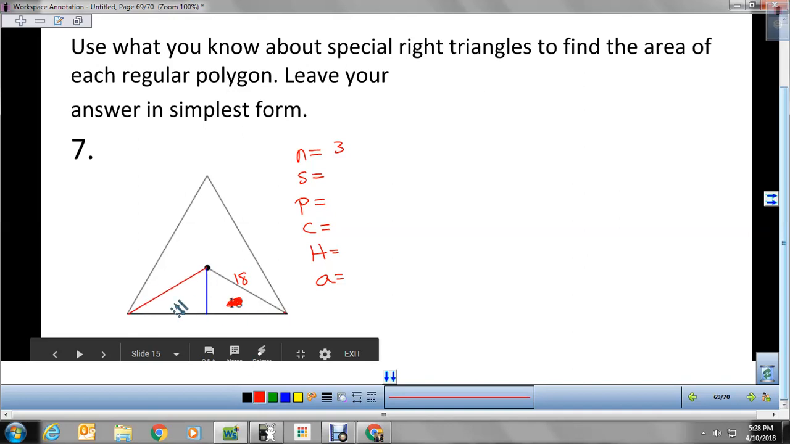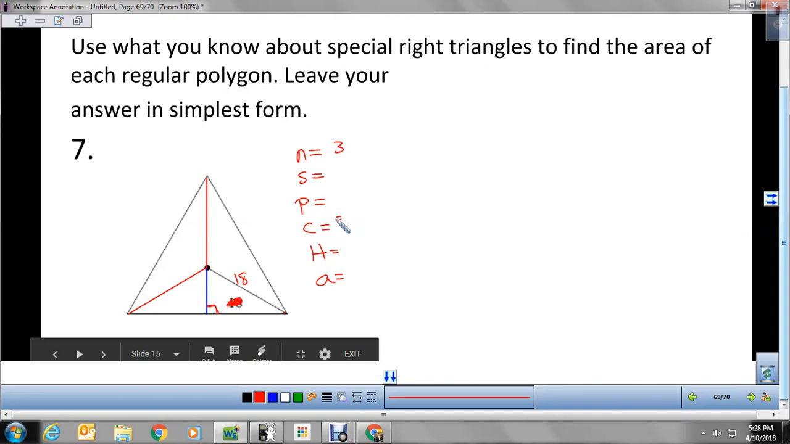So this right here would give us our one triangle. I'm going to go ahead and draw this up here to help identify our central angle and half angle. So once again, the apothem is the blue line. So this is our right angle.